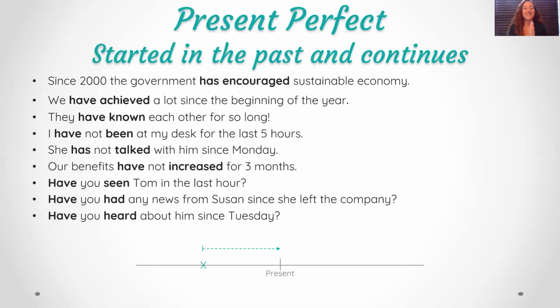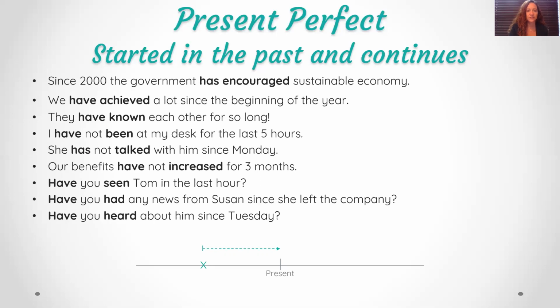If we use the simple past, the action needs to be completely finished. For example, if I use the simple past in that sentence, I would say in 2000, the government encouraged sustainable economy. So only in 2000, the government encouraged. But if it's not finished, it continues, it will be present perfect. All right, we have achieved a lot since the beginning of the year. Same thing, we point a moment at the beginning, but it's not finished.